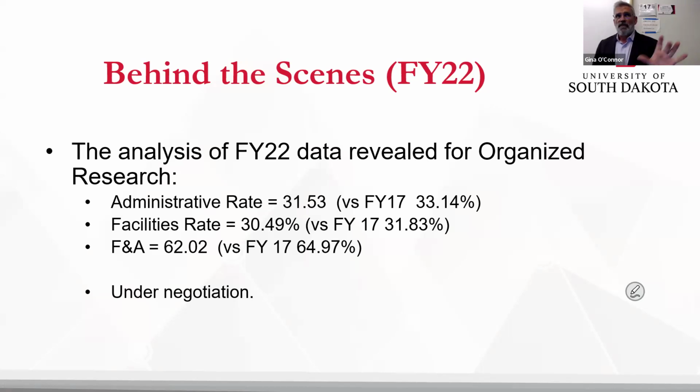We'd had on our books in FY17 much more interest in bond payments than we had in our books in FY22. So somewhere along the line, we paid off a big bill. So we have an F&A rate of 62.02%. Again, it's going to be a little bit less than that because the 31.53 is going to be capped at 26.